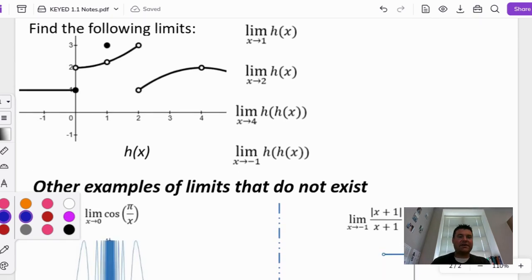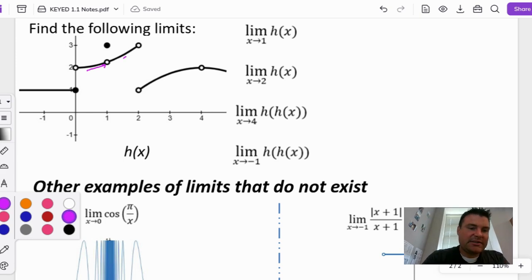So let's use that same idea here to find the following limits. We have the limit as x approaches 1 of h of x. h of x is this piecewise function right here. Lots of stuff going on, lots of holes, a couple of dots out of nowhere. So let's talk about the meaning of limits as we go through this. For that first question, we are going to be walking along this path right here from the left. And if you notice, we are getting closer and closer to a height that's just above 2. As we're walking on this path over here from the right, we are getting closer and closer to a height that's just above 2.